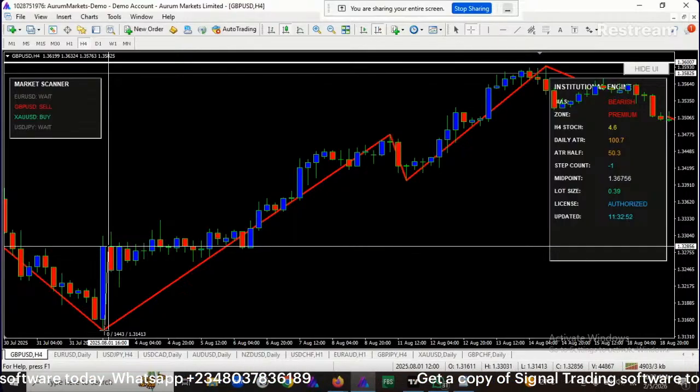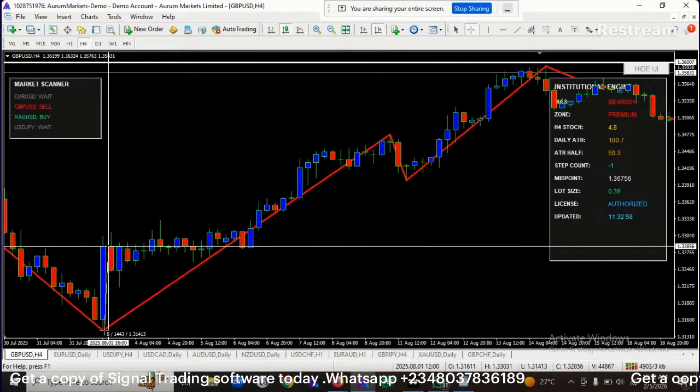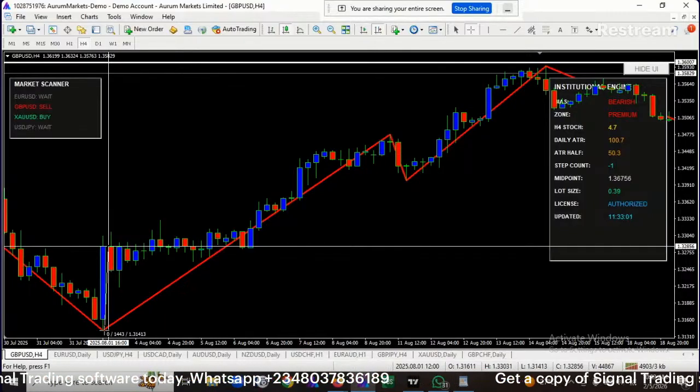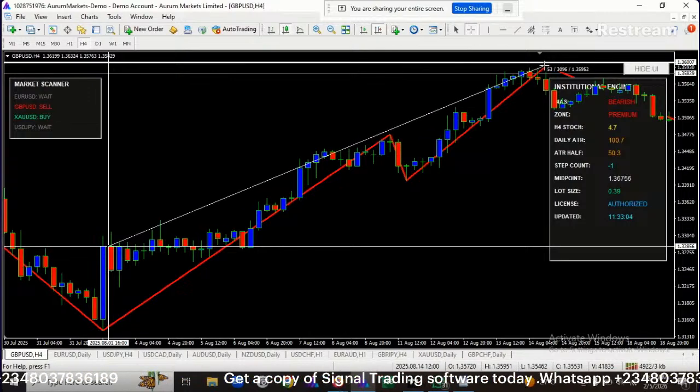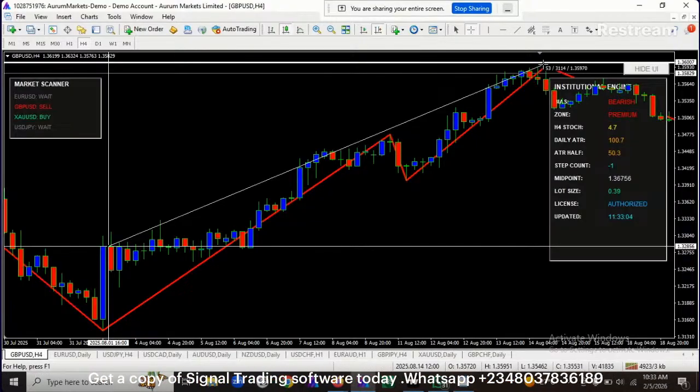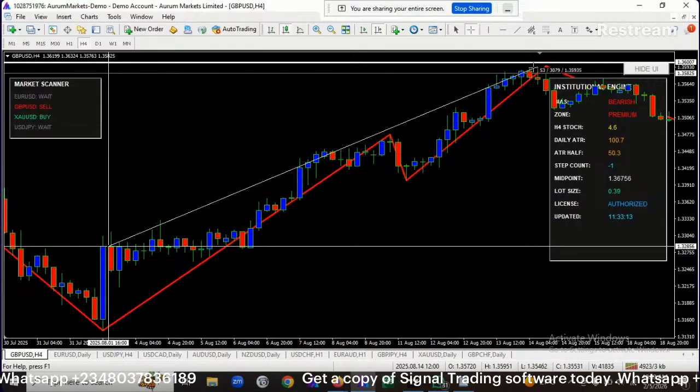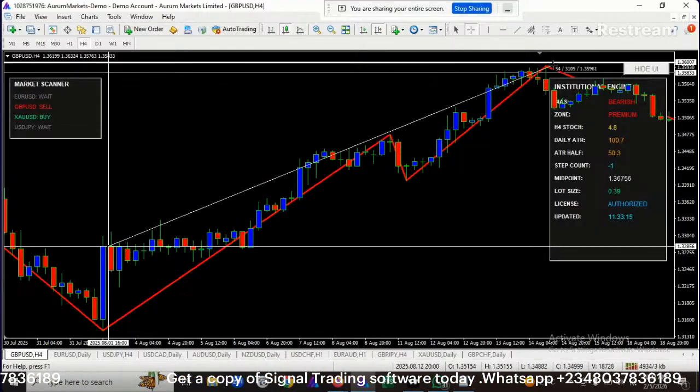Okay, so 144 pips. My TP is 144 times 2. That's about 288 pips. Let's see. 288 pips. Did it deliver it? Yes, it delivered it. But it took days. It took days, but it delivered 288 pips. So you have to patiently wait for that to play out.